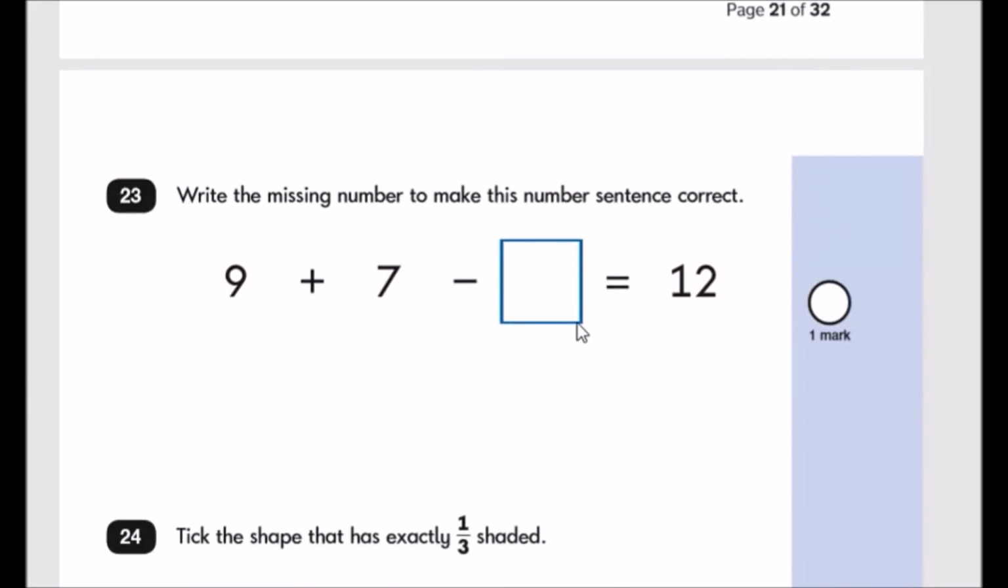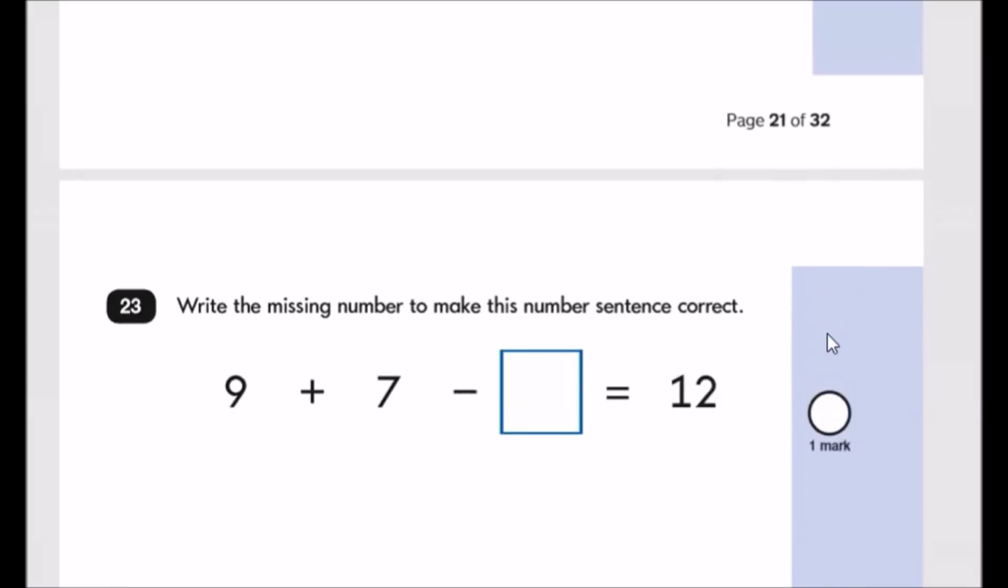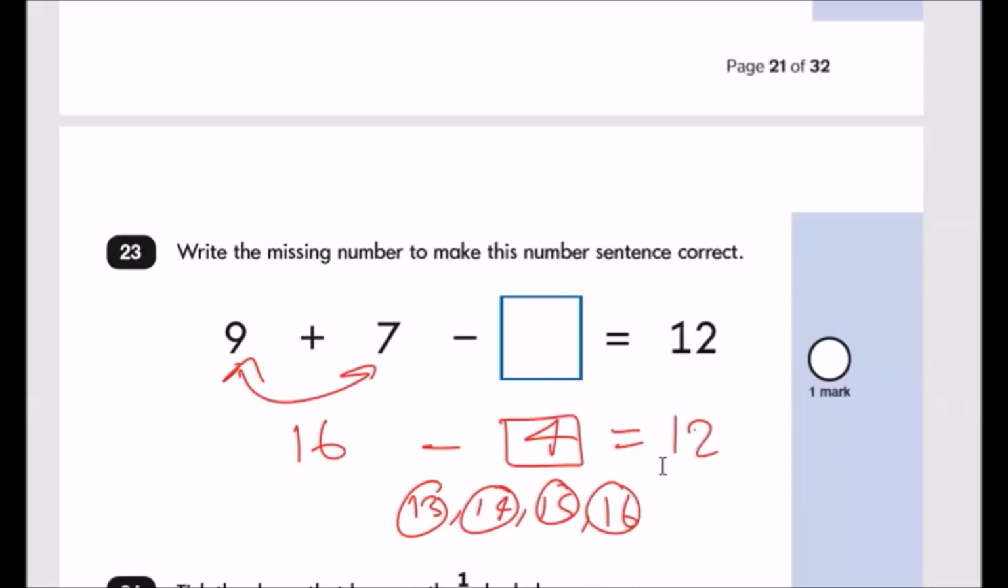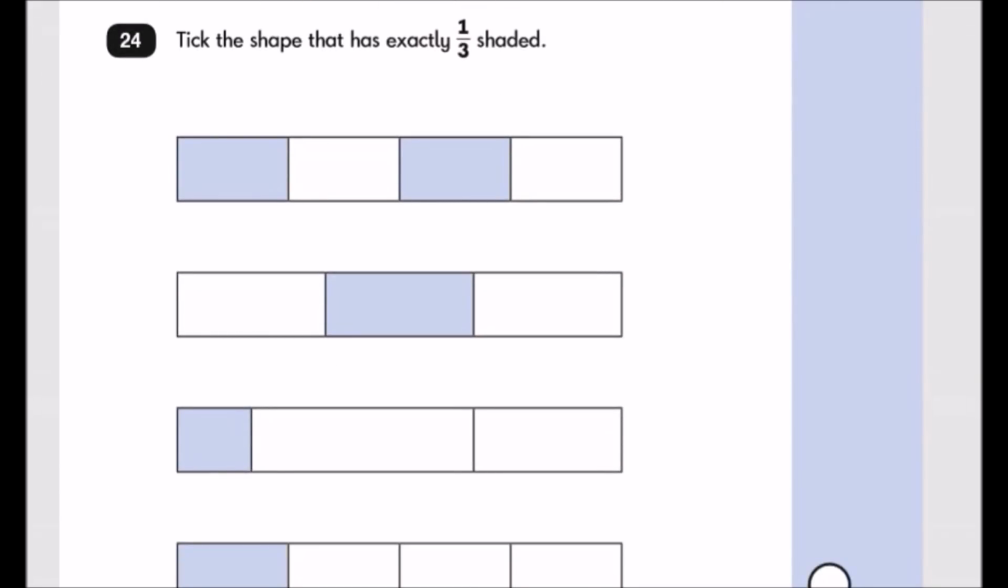Number 29. Write the missing number to make this number sentence correct. 9 plus 7, take away something, gives you 12. So first things first, let's do 9 plus 7. If you work this out, you should get 16. 16 take away something gives you 12. So let's count how many we need to go down to get 12. Using your fingers, going from 12 to 16, you got 12, 13, 14, 15, 16. So 1, 2, 3, 4. So it's 4. Easy.